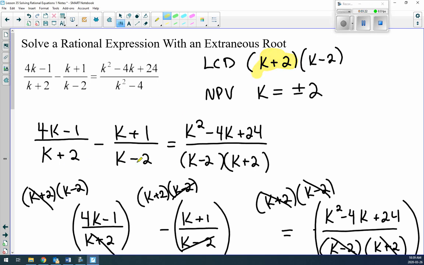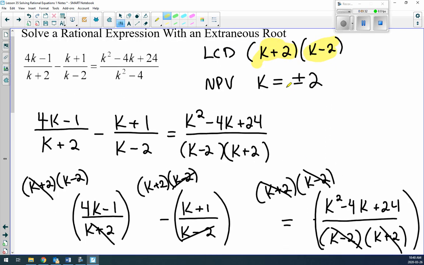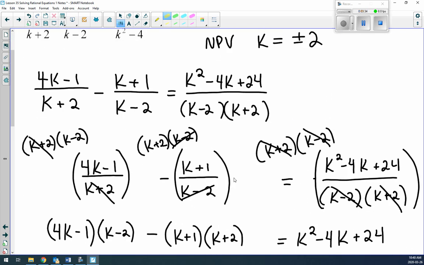We have a k minus 2, a k minus 2. So we need a k minus 2 over here. So that's the other part of the LCD. While you're doing this, you might as well figure out the NPVs. K cannot be equal to plus or minus 2. Okay, now that we know the LCD is k plus 2, k minus 2, space out your work.